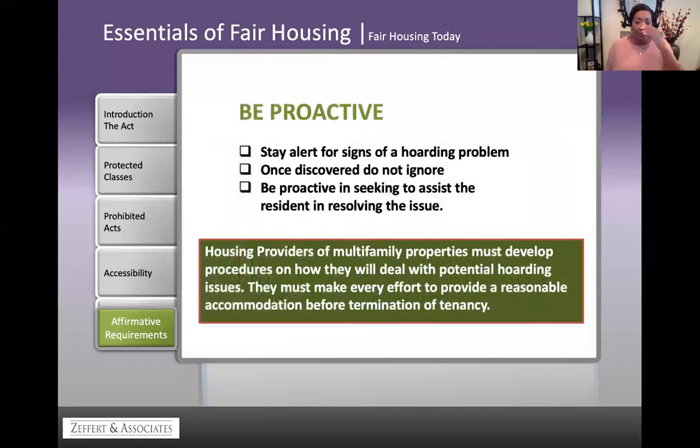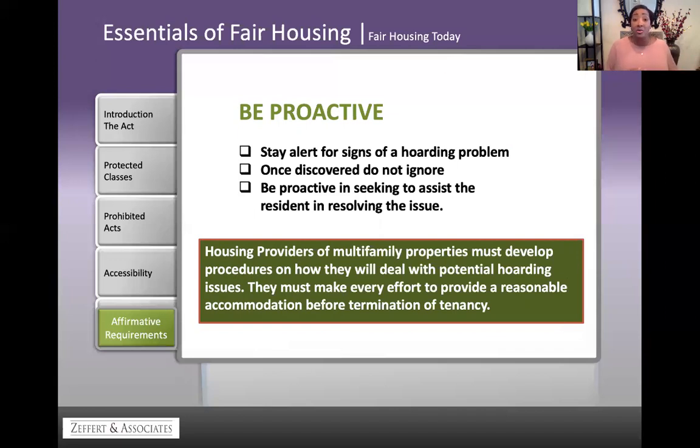So as a housing provider, what am I supposed to do? I run this fine line. I have a resident who I suspect is a hoarder. Let's say we've gone into their unit and it's just unlivable. We can't even make our way through the foyer to get to the kitchen. It's a hazard. As a management provider, what am I supposed to do?